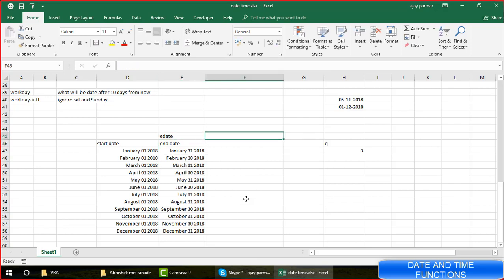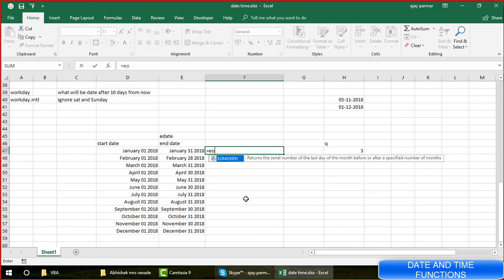Now there is another function, guys, which is called EOMONTH. It returns the serial number of the last day of the month before or after a specified number of months. Now this is not going to return the first day of the next month. This is going to return the last day of the current month. We should use this instead of this here, right? EDATE is fine in this case because here I want to jump from one month to the next month, but here I don't want to jump. I want to remain in that month. So I say start date and I say I want the month 0.